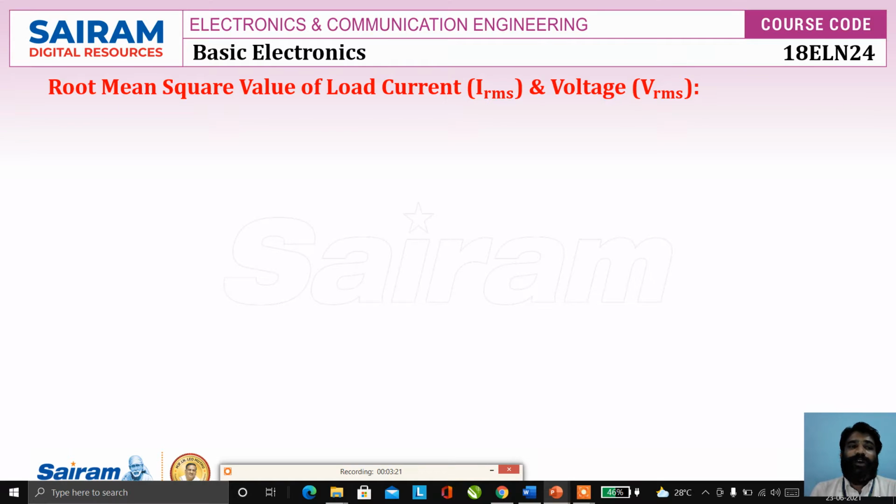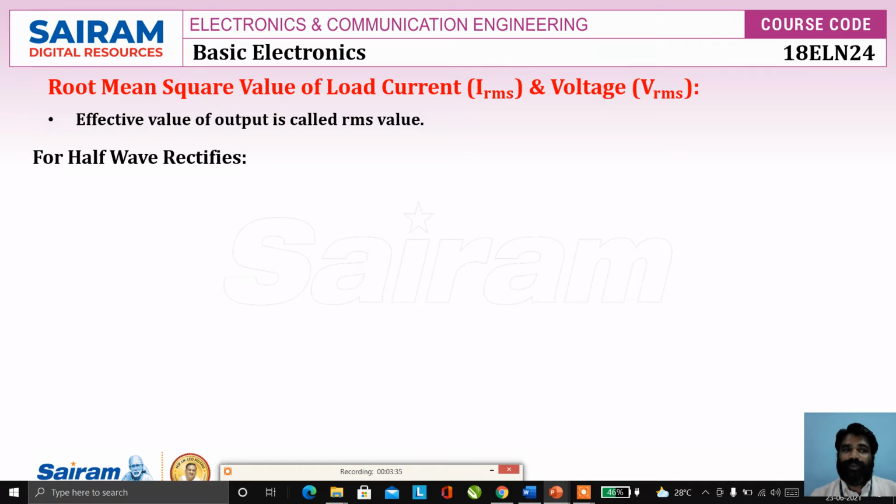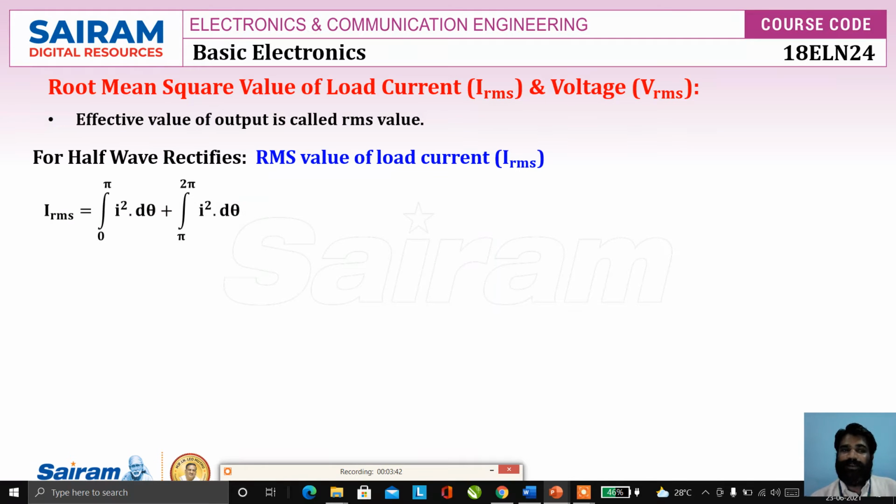Now we'll see the root mean square value of load current and voltage. Root mean square means it is an effective value. The effective value of the output is called the RMS value, root mean square value. So how do you obtain this? First we'll consider the half wave rectifier, that is, the RMS value of the load current. As I said, first we should consider the squared value. In the previous case, when we obtained the DC or average, it was not squared. So here we consider the squared value.